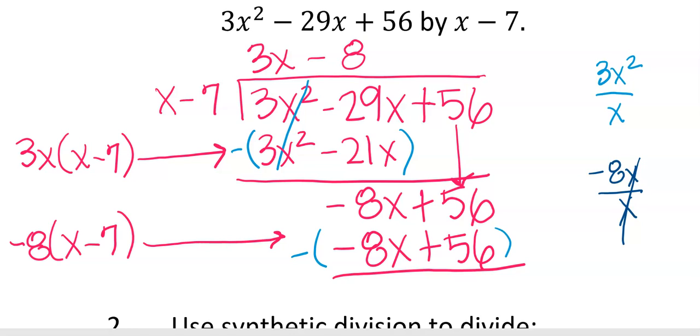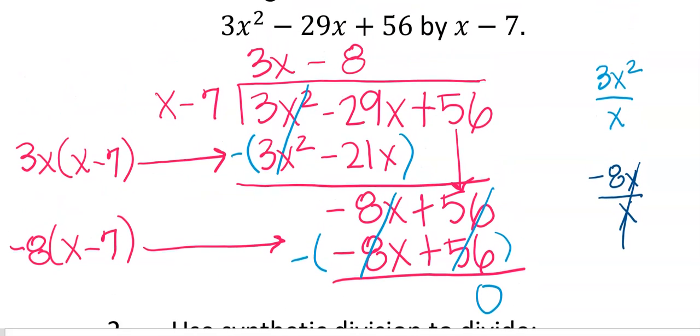Negative 8 times negative 7. Eventually it'll be minus when we subtract. So if you just change the signs, it would be plus 8x minus 56. So negative 8x plus 8x gives me nothing. 56 minus 56 also gives me nothing. This time the remainder is 0.